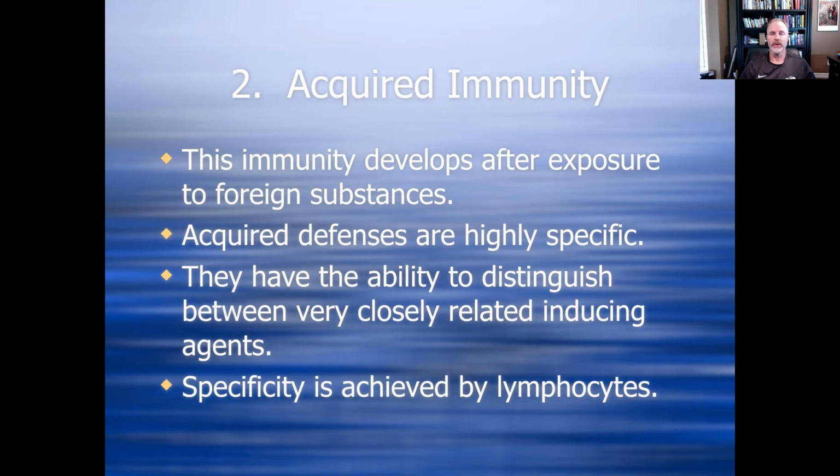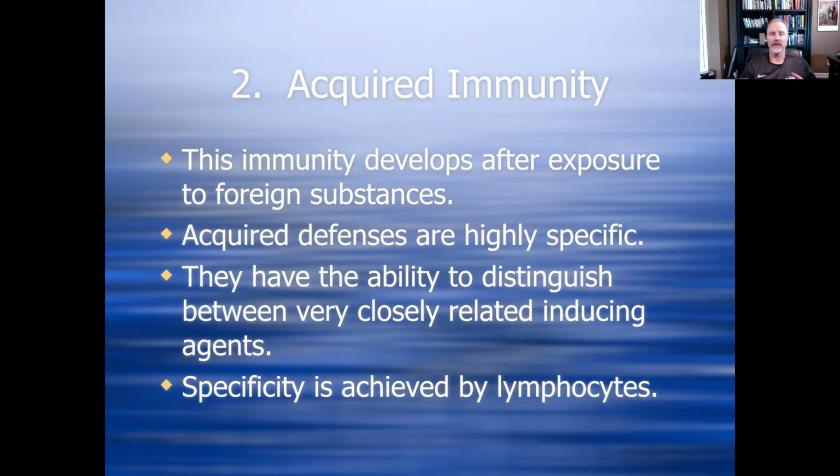Now with the acquired immunity, this is immunity that's going to develop after you've been exposed to some sort of a pathogen, something that could potentially make you ill. And the acquired immune system is a very, very specific type of a thing, so that it's not always operating at high speed. If you're infected with something else, it will go after that specifically, and it won't fire up the entire immune system.